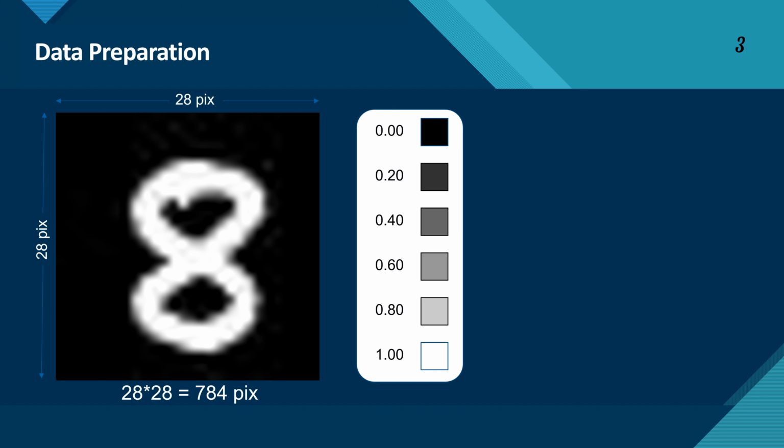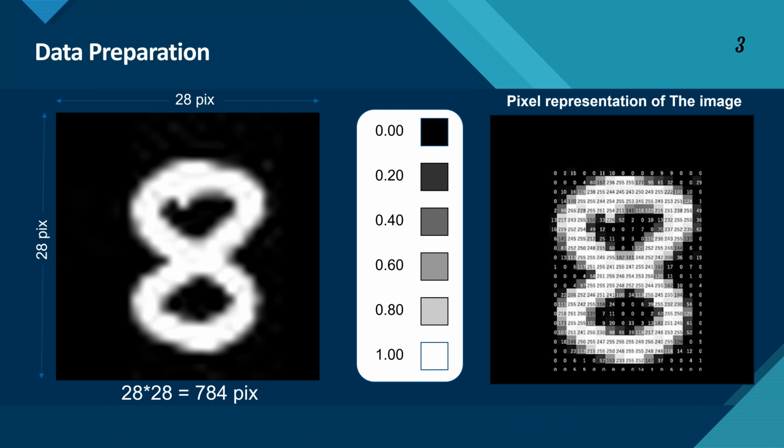From the data, I take a sample as shown on the screen. The picture dimensions are 28 by 28 pixels, totaling 784 pixels. Each pixel has a value based on its brightness or darkness, with the brightest pixels representing the highest values and the darkest ones representing the lowest. Here is the pixel representation of the image.